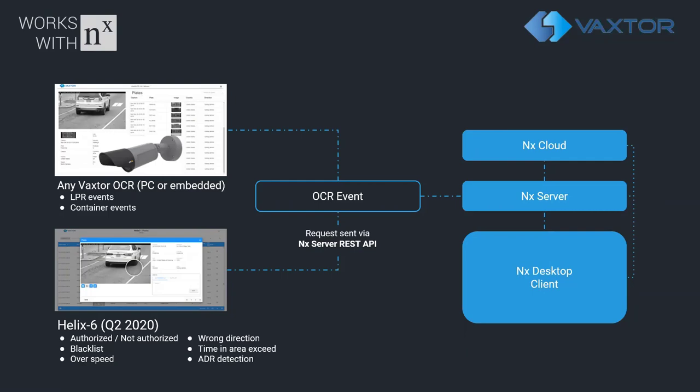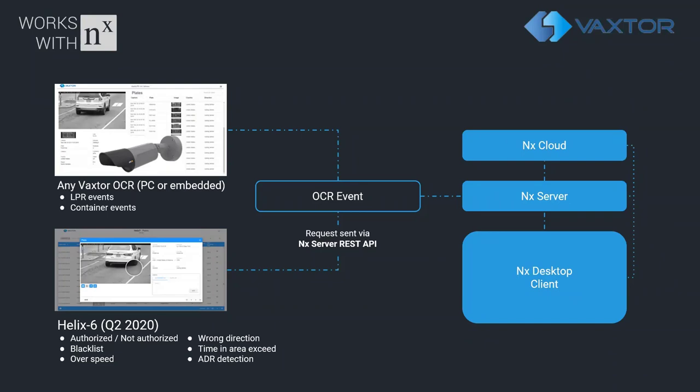By the end of this quarter, we will also be sending the authorized and not authorized event, the blacklist, the overspeed, ground direction, timing area, and ADR detection events from Helix, okay? These events are not performed by the reader, they are performed by the management system, okay? The list is in Helix to check if a vehicle has exceeded the time in an area. You need to communicate to cameras. So these are more complex events that we are integrating in the future, okay, by the end of this quarter.